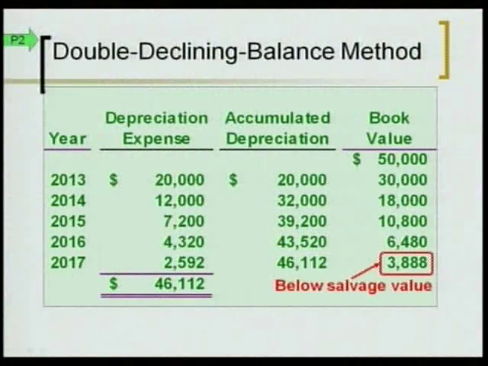Okay. So if you look at a depreciation table for double declining balance, there you can see there's our 20,000, which we calculated, our 12,000, which we calculated, our 7,200. And if we would keep going, these would be the amounts that we'd get.